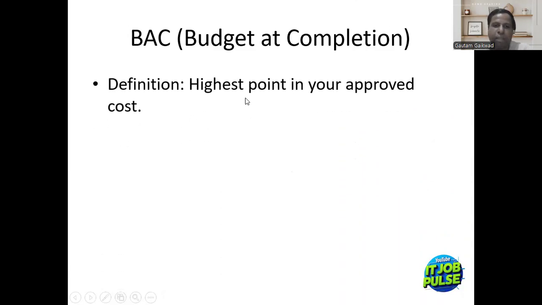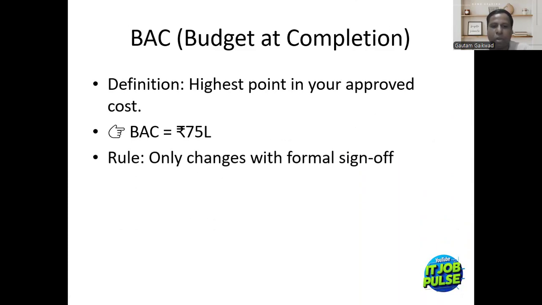BAC is budget at completion. Okay. Definition: the highest point in your approved cost. So you can watch the previous video, I have explained it very well. BAC is equal to 75 lakh. Okay. So this is something which we are considering at the completion. Rule: it only changes with formal sign-off. Now, once we reach this BAC, 75 lakh, we cannot make any changes in the budget, and that has to happen with formal sign-off.